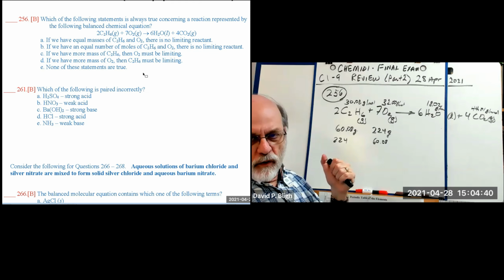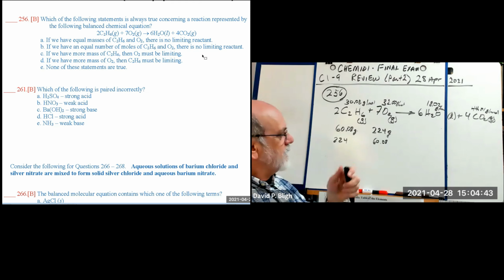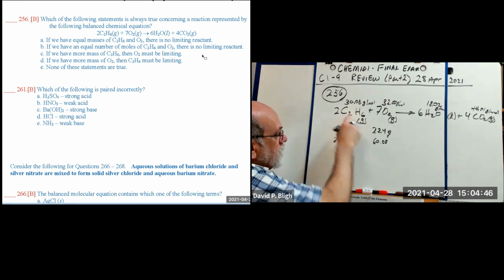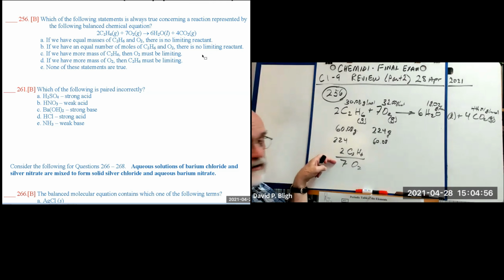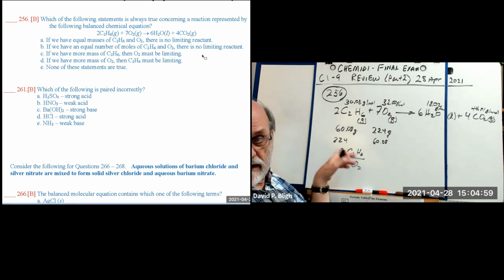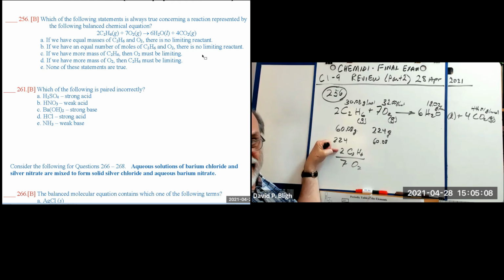If we have an equal number of moles of C2H6 and O2, there's no limiting. Well, if we have equal number of moles, the mole ratio is 2 to 7. If you have 2, 2 or 7, 7, one of them is going to be limiting, right? This is the stoichiometric ratio. If you have 7 moles of oxygen and 7 moles of ethane, then you've got excess ethane. If you got 2 moles of ethane and 2 moles of oxygen, then oxygen's going to run out because you need 7 of them. All right, so B is false.